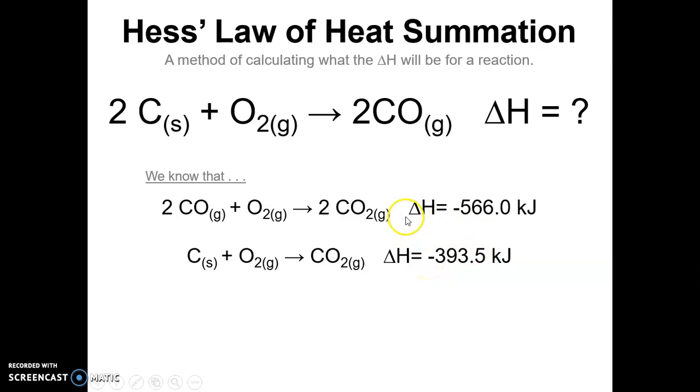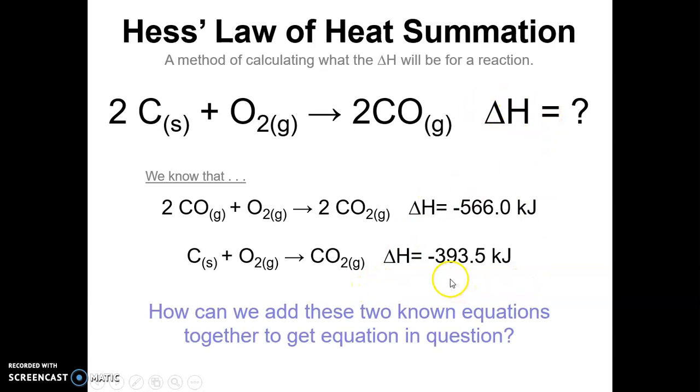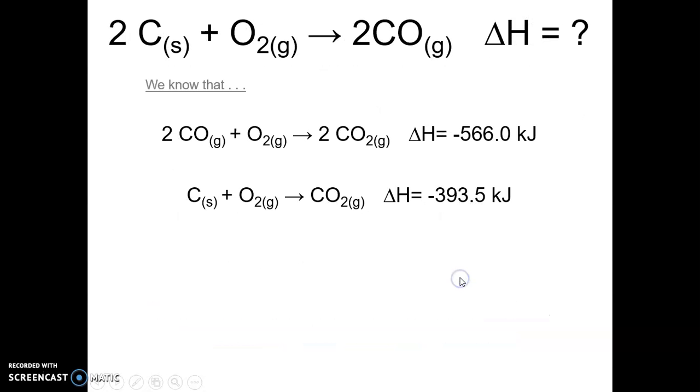So neither of these reactions is the same as this one up here, but they contain the same compounds as the reaction in question. So what we're going to do is we're going to use them, we're going to manipulate them, and try to use them to calculate the change in enthalpy for this reaction we're wondering about. Okay, so here's what we're going to do. We're going to either flip equations around, or we're going to multiply them by coefficients in order to make this work.